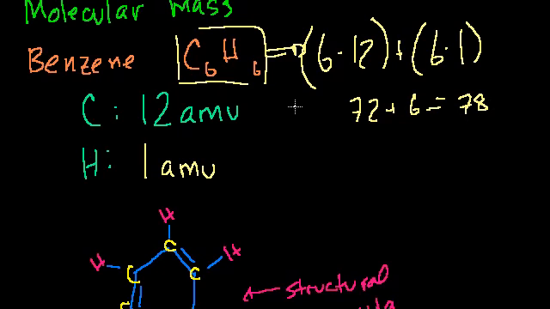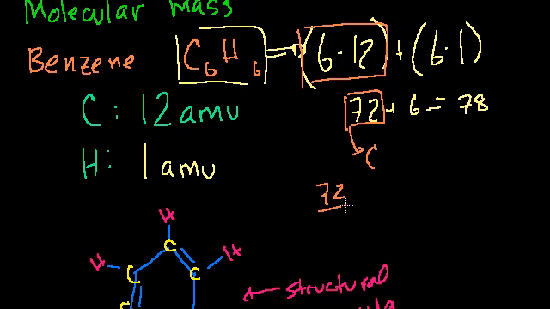Now, what if someone said, what percent of benzene is carbon? Well, then you say, okay, this is the piece that's carbon right here. The carbon piece of benzene is 72 atomic mass units. So what percentage of benzene is carbon? It's 72 over 78. The whole thing is 78. So it's 72 over 78, and what does that equal?